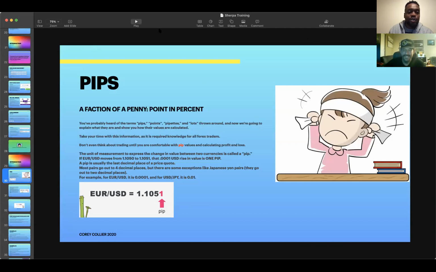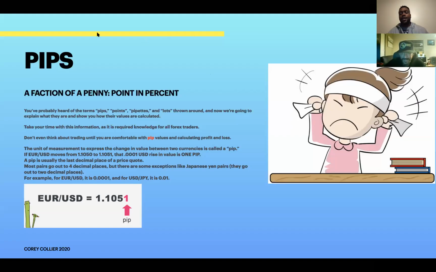So let's get into some terminology now. Pips. It's a fraction of a penny. It's a point in percent, guys. I've mentioned this in previous slides. You've heard me say the terms pips, points, pipettes, lots thrown around, so now we're going to explain what they are and show you how their values are calculated.